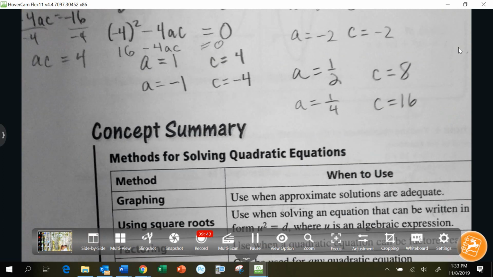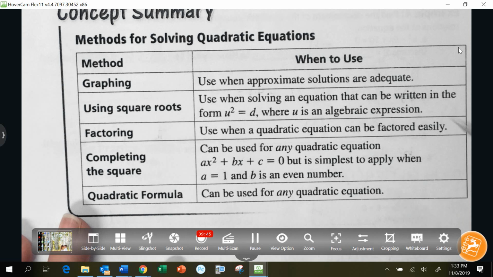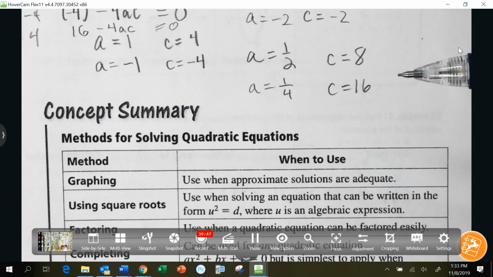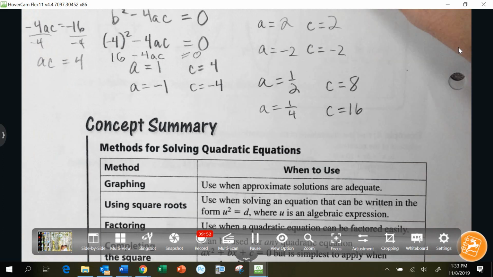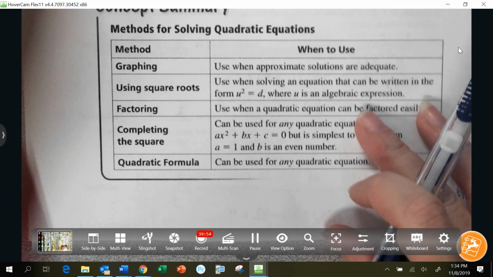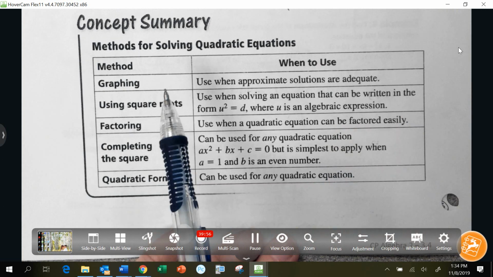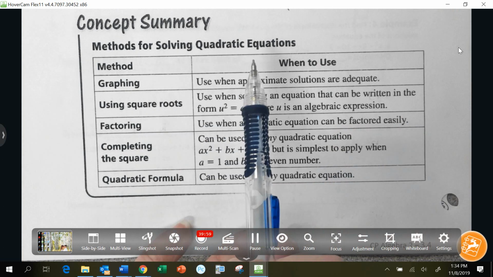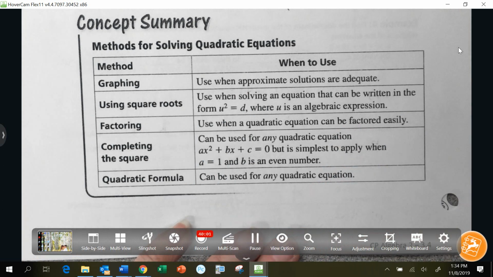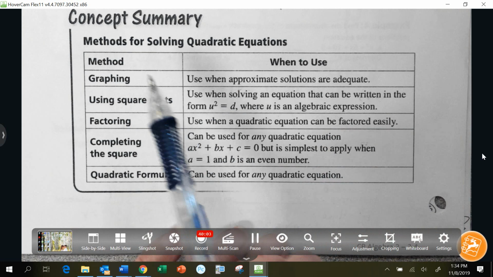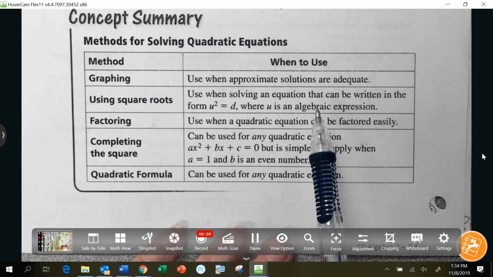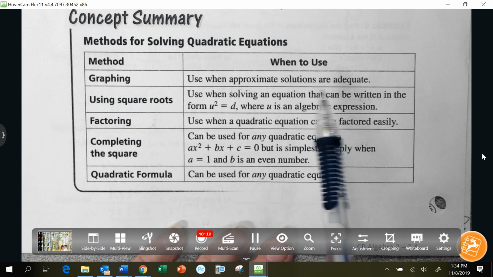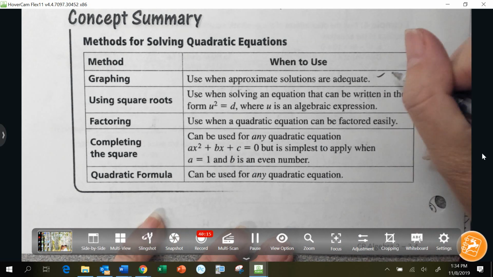Right here we have a concept summary, and this is, you know what? I'll put it back up at the end because I'm just going to talk here. So this concept summary, methods for solving quadratic equations. This is all the methods that we had in this chapter. Graphing. You could use approximate solutions. If you were to graph it, you could use approximate solutions. Maybe you'll get accurate solutions if they actually hit the x-intercepts. But graphing, you're finding the x-intercepts.